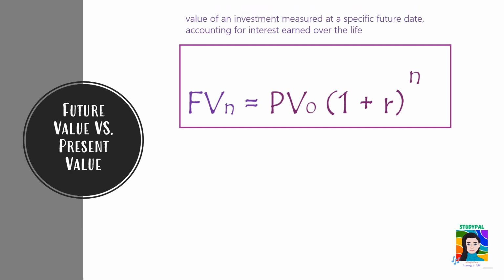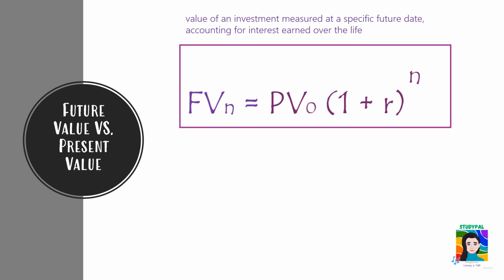So in other words, future value is the value of an investment measured at a specific future date, accounting for interest earned over the life. And the process of calculating the future value is called compounding.